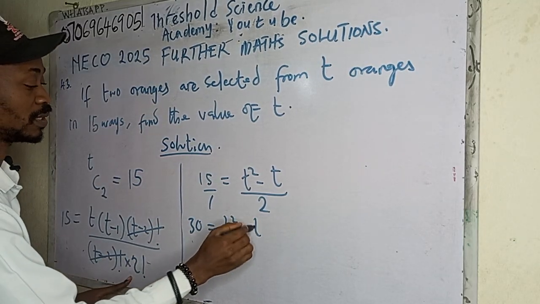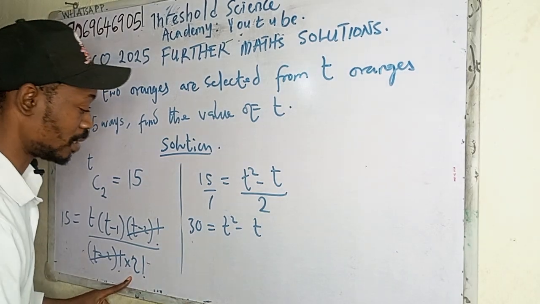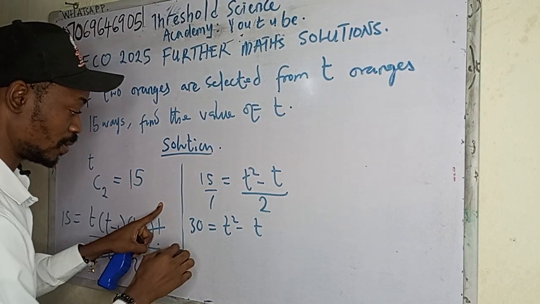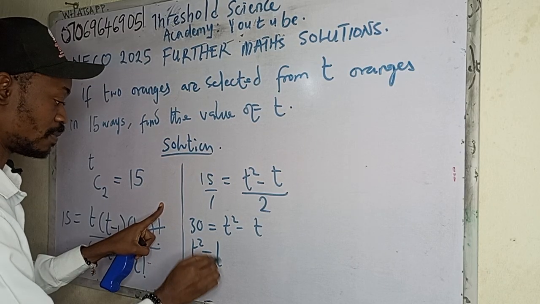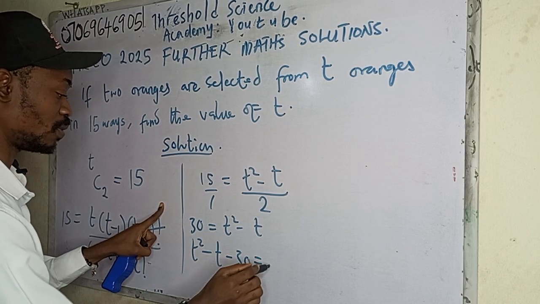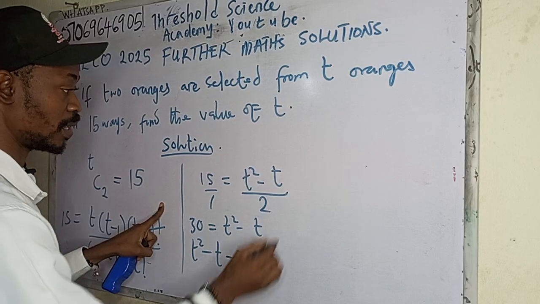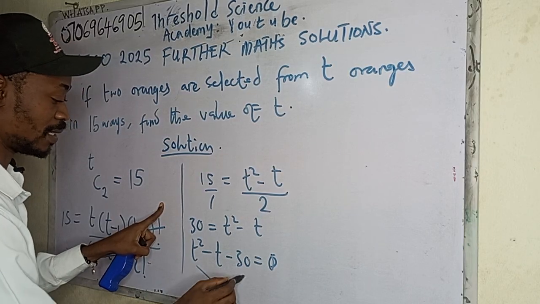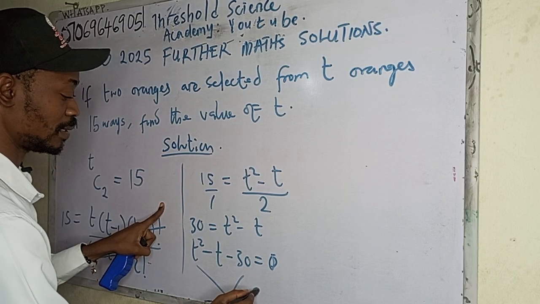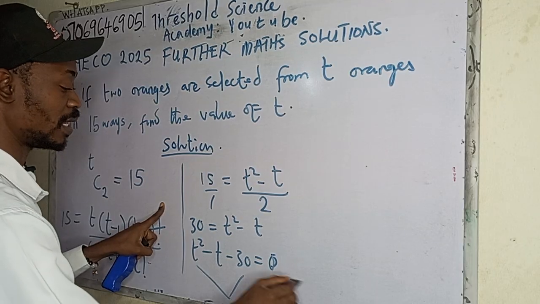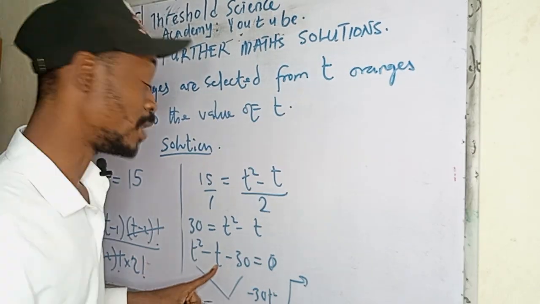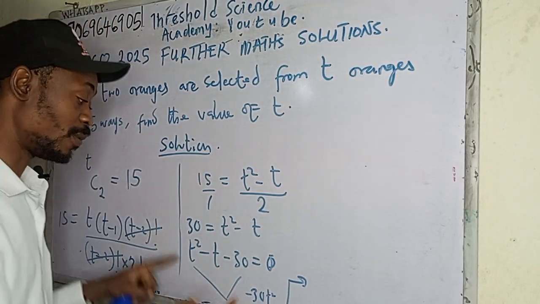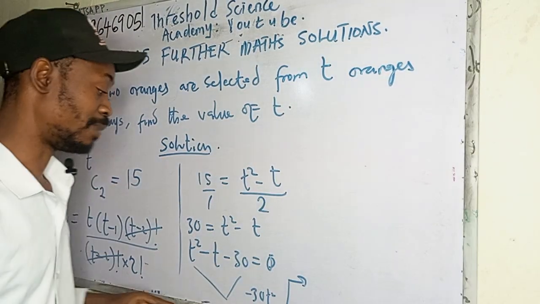t squared minus t. This is a quadratic arrangement, a quadratic equation now. So we're going to try and solve it using the quadratic equation method. t squared minus t minus 30 is going to be equal to 0. And then what are the factors? Multiply this by this, we're going to be getting minus 30t squared. What are the factors of 30 that will give us minus 1 when we add or subtract them, and will give us minus 30 when we multiply them?